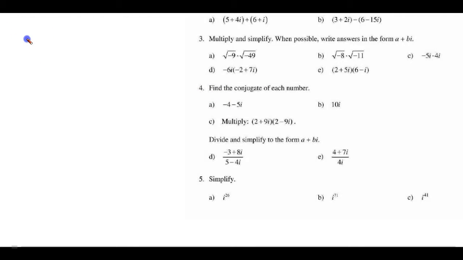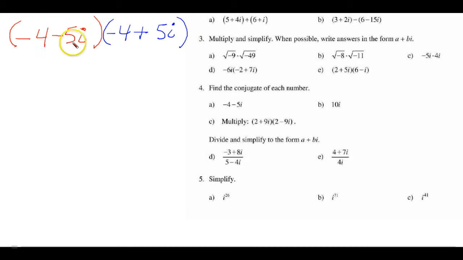So we have here a negative 4 and a negative 5i. What is the conjugate of that? Well, the conjugate of that, you may or may not recall, is the same terms, a negative 4 and a 5i, but here in the middle the sign changes. So these are conjugates.